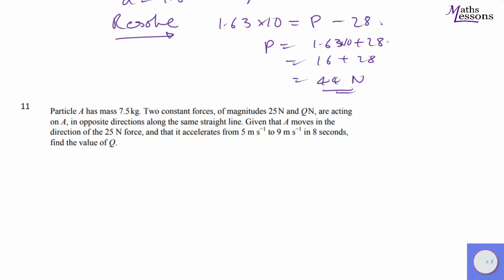You'll get 44. No? Is this the right level? It's not been too easy, is it? You'll see the difficulty just keeps going up and up now.